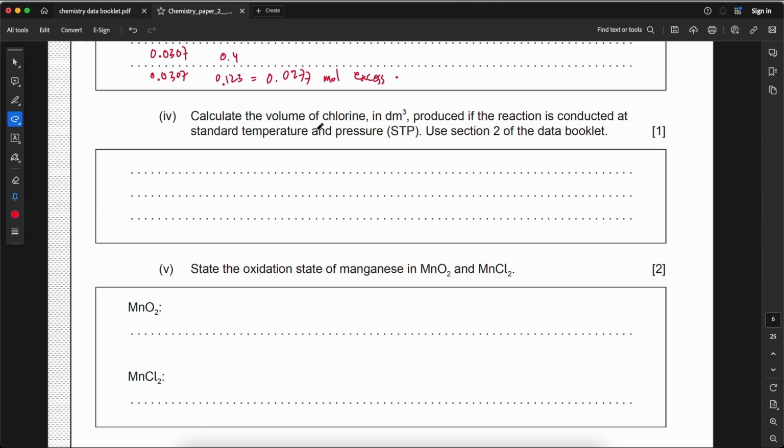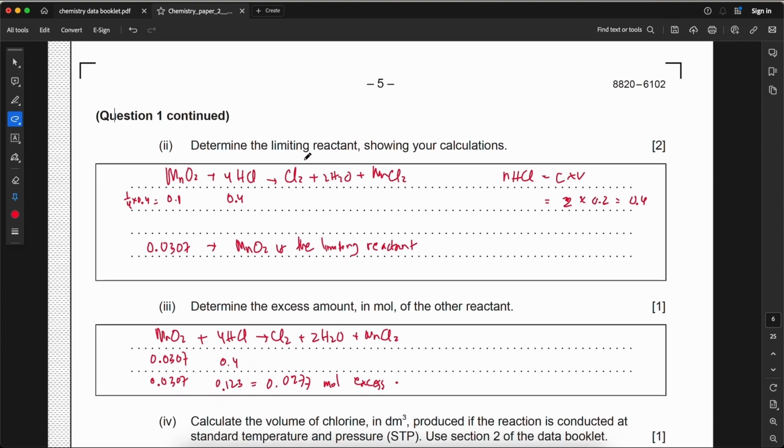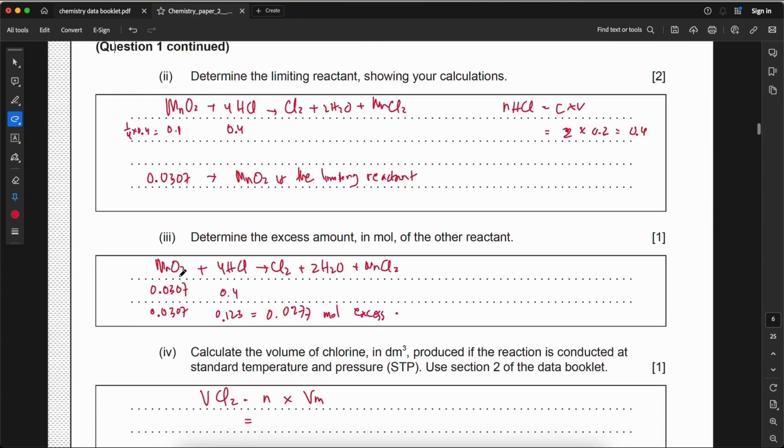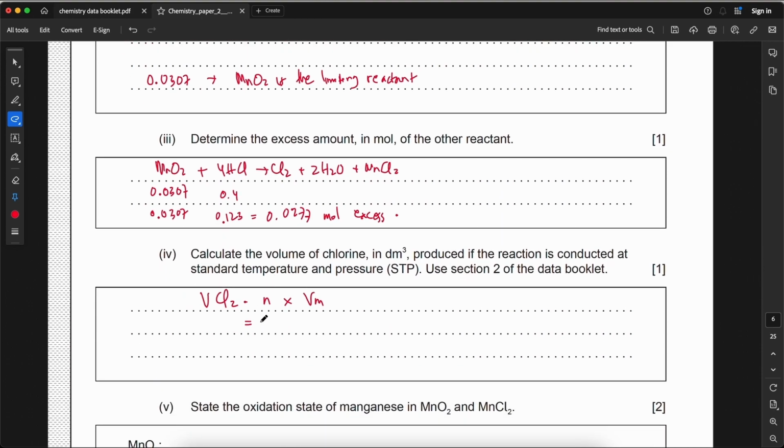Calculate the volume of chlorine in decimeter cube produced if the reaction is conducted at standard temperature and pressure. To calculate volume of Cl2, we need mole times Vm. And now we see on the reaction, Cl2 has the same coefficient with MnO2. Therefore, it has the same mole with MnO2. So it's 0.0307 times 22.7, which is 0.697 decimeter cube.